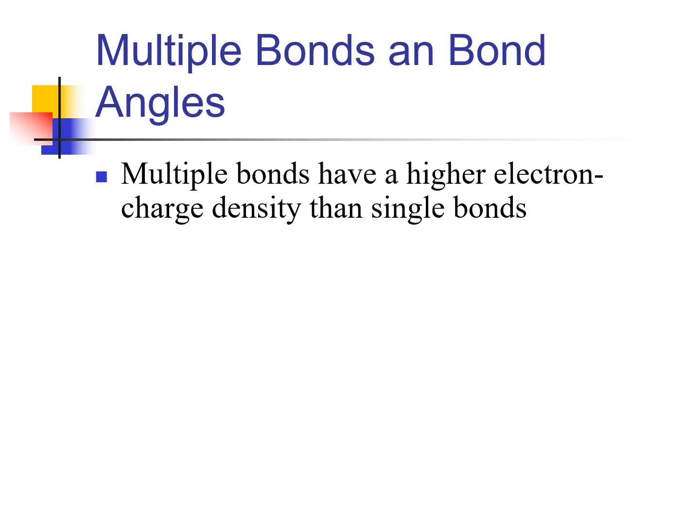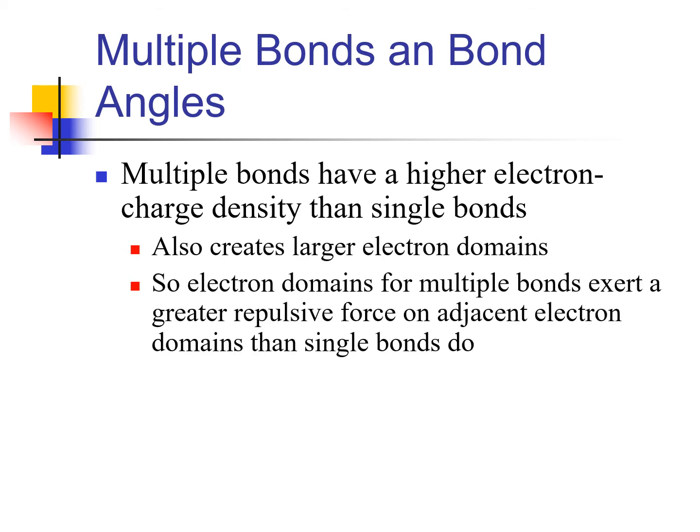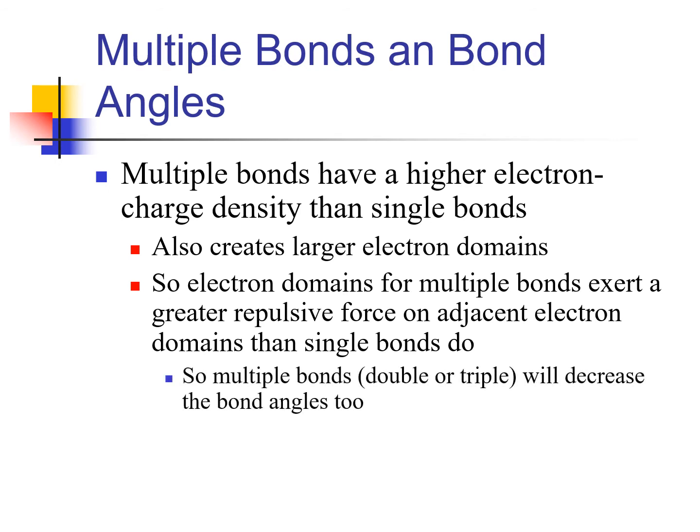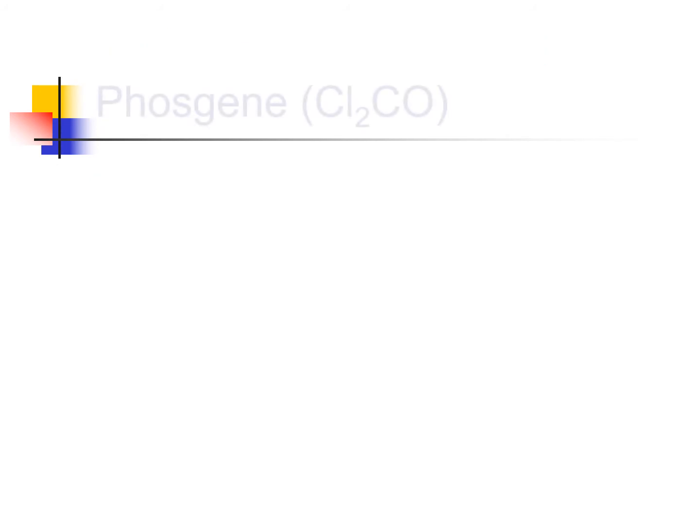Now, multiple bonds do a similar thing. Multiple bonds, like a double or a triple bond, have higher electron density than single bonds, so this also creates a larger electron domain. An electron domain made from multiple bonds is going to act like the lone pairs. It takes up more space and compresses the angles. So multiple bonds, double or triple, will also decrease your bond angles.